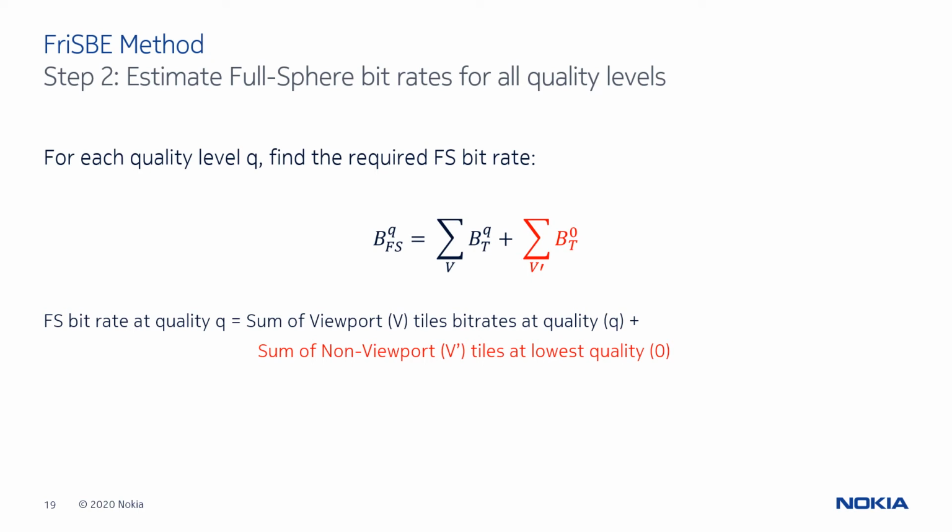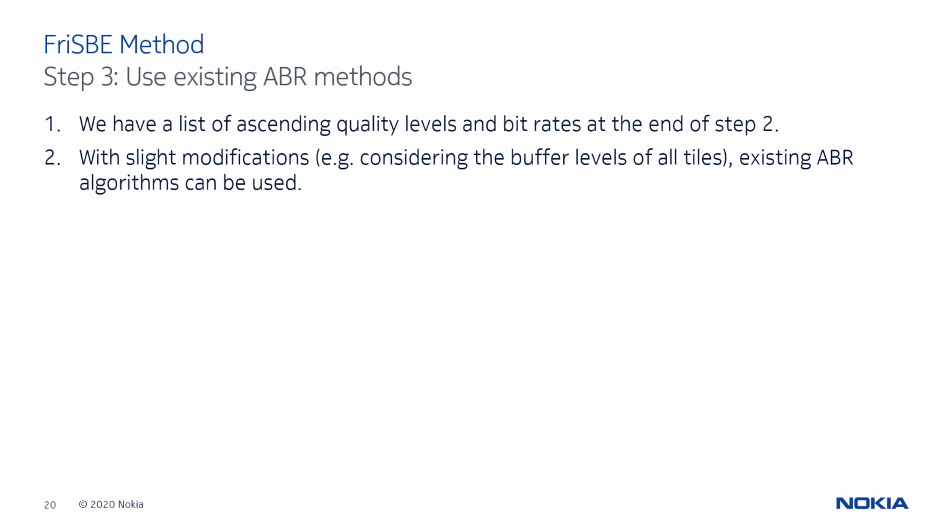Or you could use different sizes of the viewport. So you can introduce a larger viewport so that the motion to high quality delay when you move your head is low. So this can be made more complex to include more levels. Regardless of how you do this, at the end of step 2, you will have a list of ascending quality levels and the bitrates associated with them.